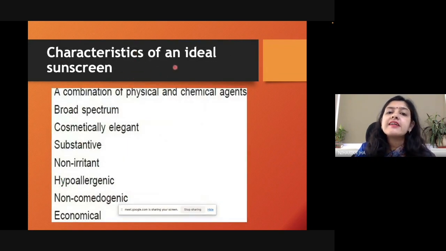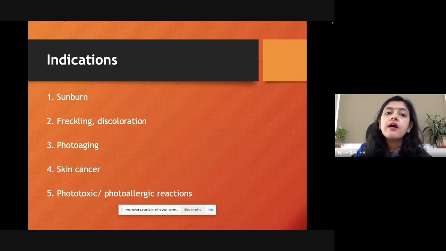So, what are the characteristics of an ideal sunscreen? An ideal sunscreen should be a combination of both physical and chemical agents. It should be broad spectrum. It should be cosmetically elegant. Should not leave behind a lot of white cast. It should be substantive. That means it should have the ability to maintain its efficacy even when exposed to adverse conditions. Should be non-irritant. Should not cause allergies. And obviously, it should be non-comedogenic, or else it can result in acneiform eruption. And obviously, it should be economical.